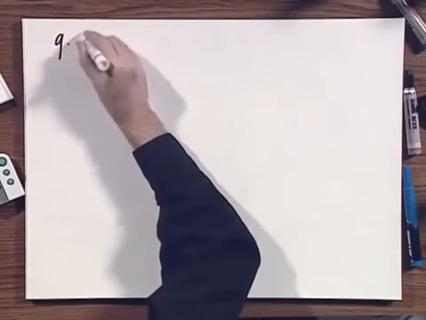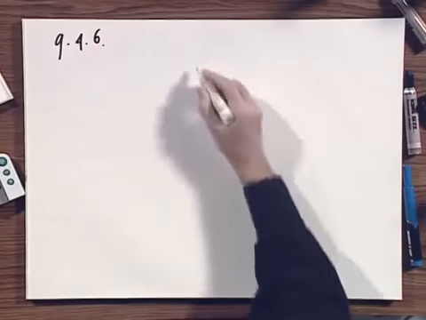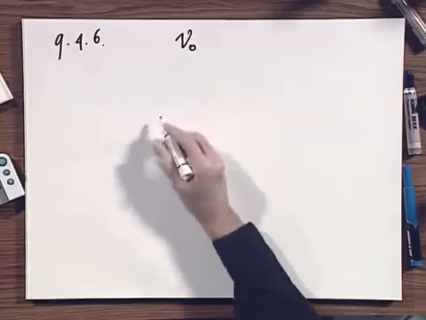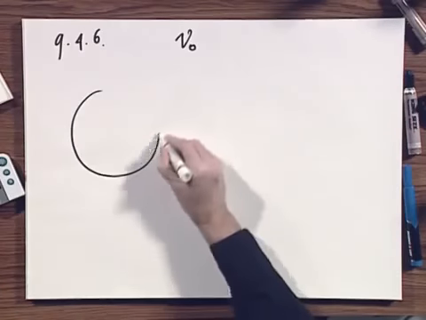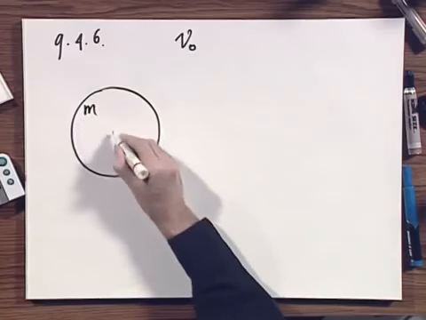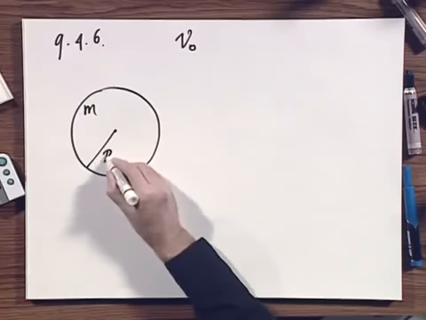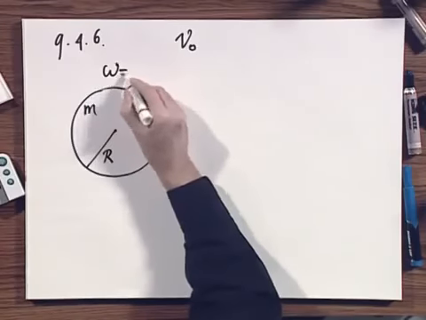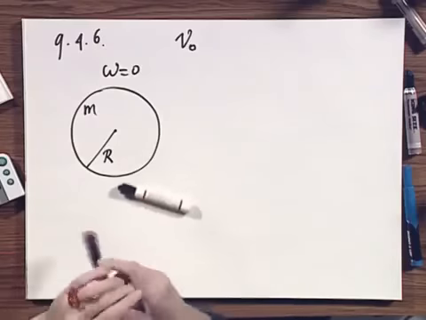Now we go to 9.46. An airplane is landing with velocity v0. Here is a wheel of the airplane. It has a mass m, and it has a radius r, and omega equals 0. The wheels are not rotating.